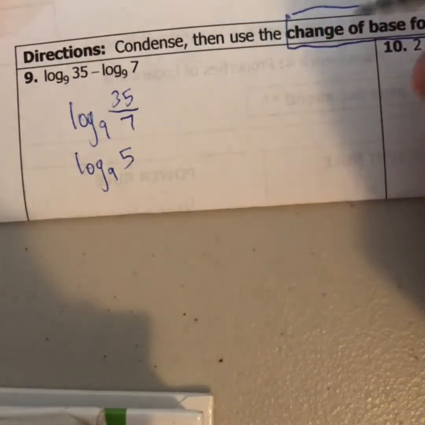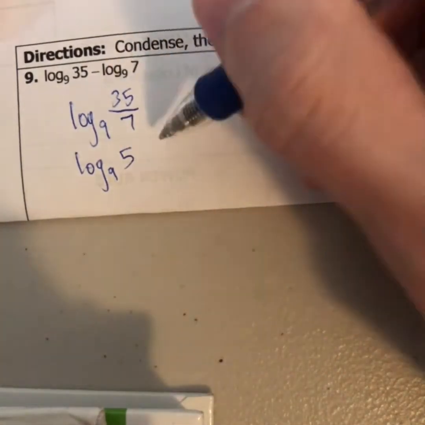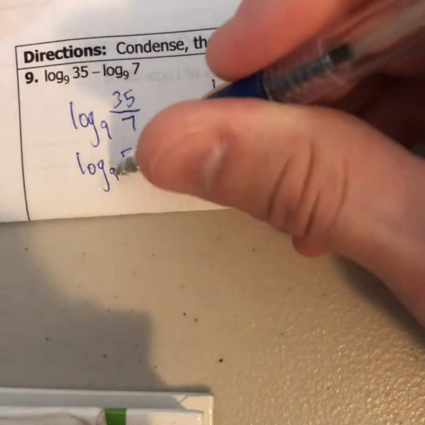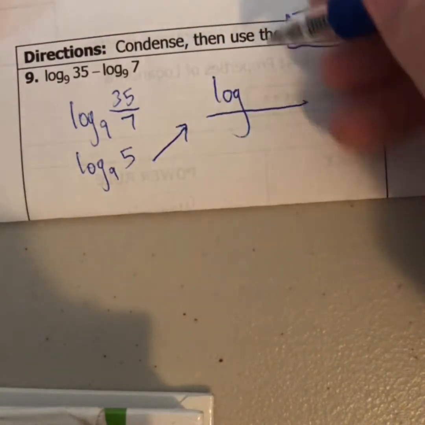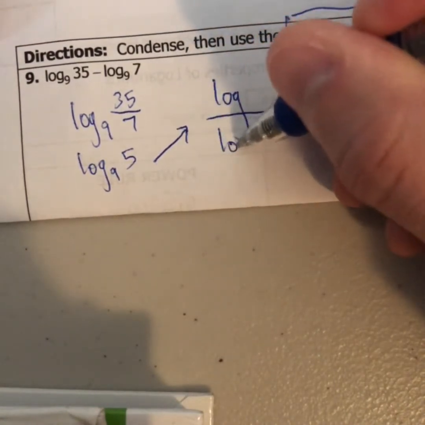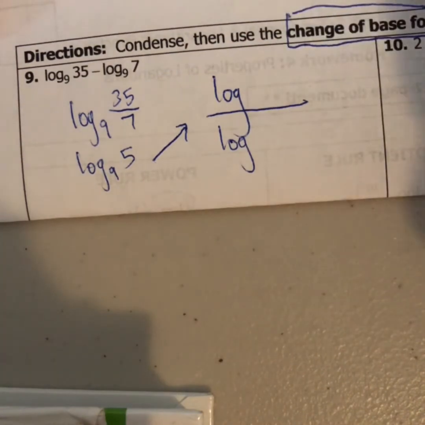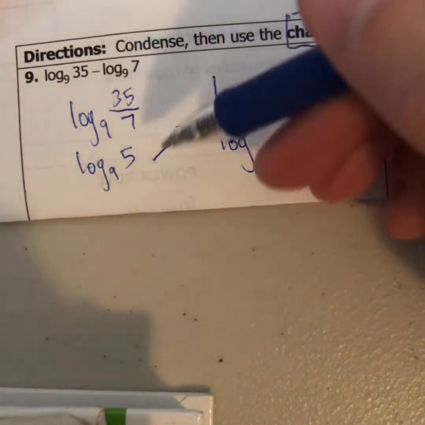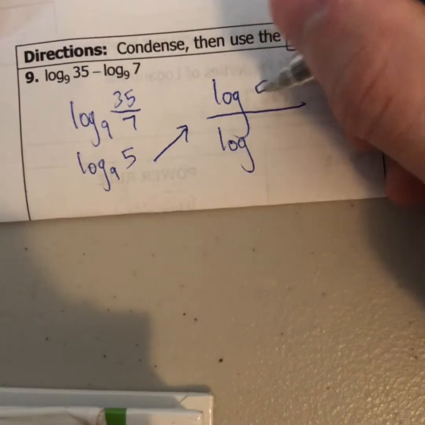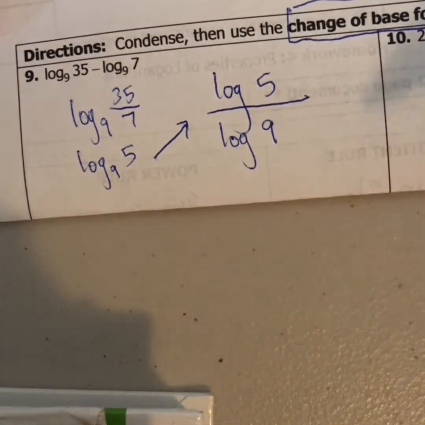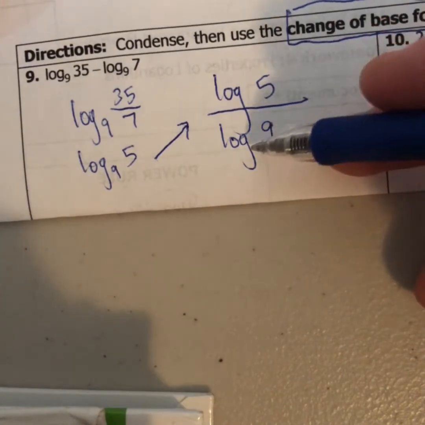That's all we asked you to do. But if you were doing change of base, it's good to practice it. We would turn this into a fraction, log over log, with the common log base 10. You don't have to write 10, we just assume that. The 5 goes in the numerator and the base goes in the denominator. So that's log of 5 over log of 9.